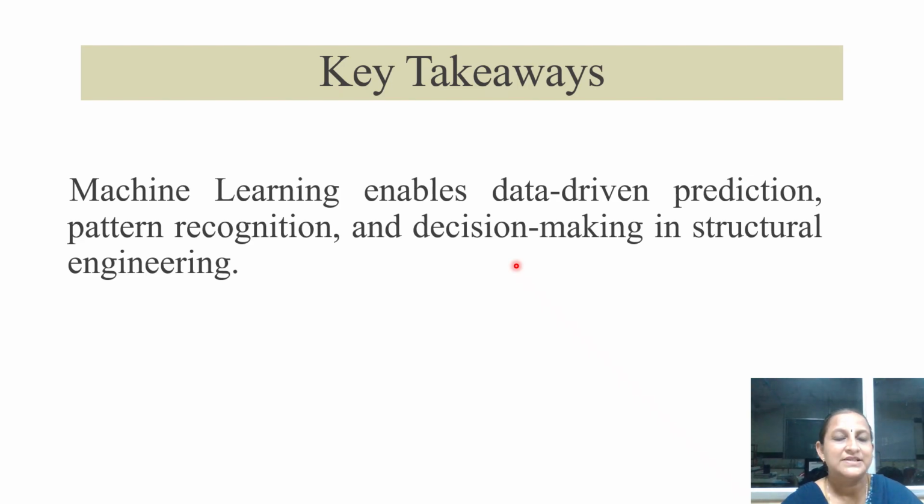To summarize, this video introduced the three major types of machine learning, that is supervised learning, unsupervised learning, and reinforcement learning. Their working principles and structural engineering applications were also discussed. These techniques form the foundation of modern AI systems used in prediction, monitoring, and decision making. The discussion will move on to neural networks and deep learning in the next video, which enable AI systems to learn complex patterns from engineering data.